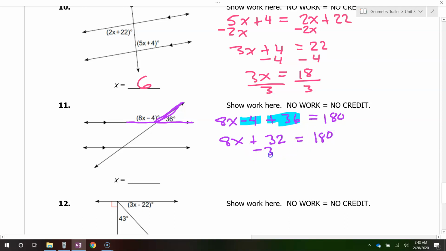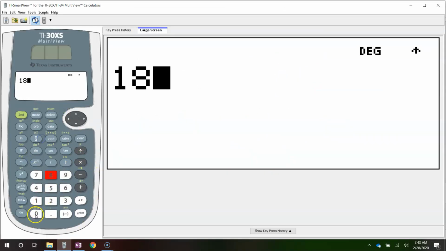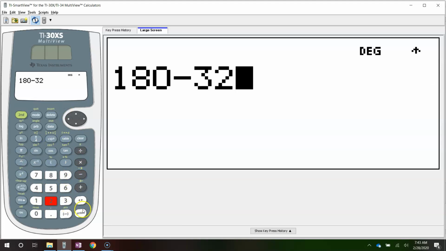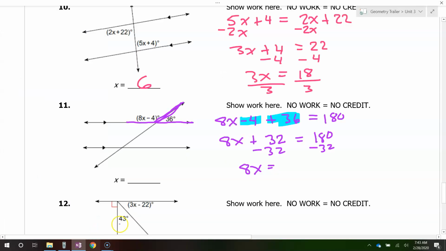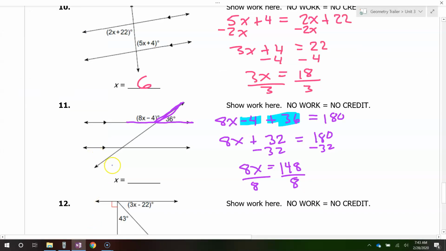So I will just subtract 32 from both sides. So 148. Now I divide by 8. And that is 18.5.